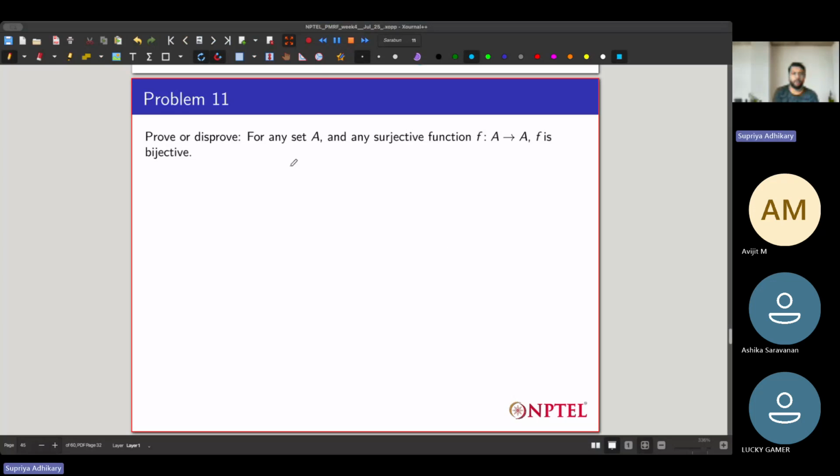Okay. So now over here we have: for any set A, if there is a surjective function f from A to A, then f must be a bijective function. So this is what we have to either prove or disprove. Till now we are only looking at finite sets. So if we consider this set A to be a finite set, then the cardinality of set A, let's say it is n. Now we are given any surjective function f.